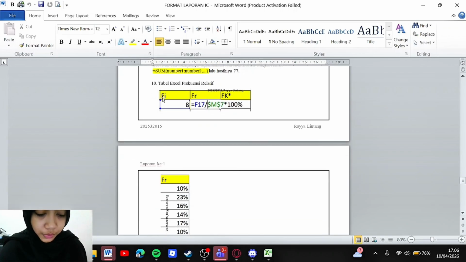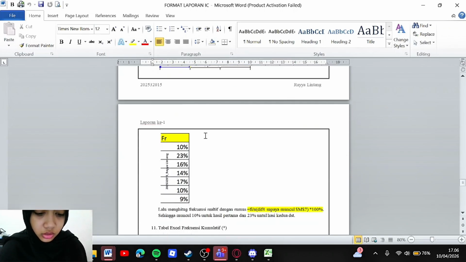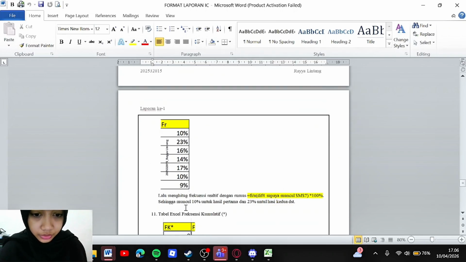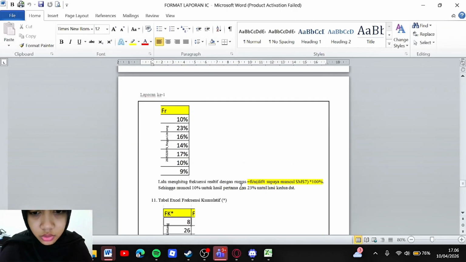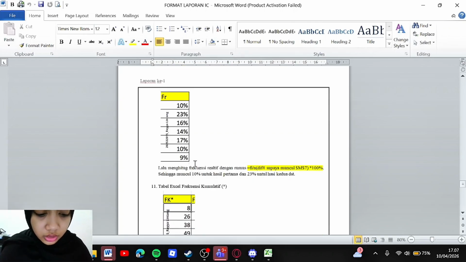We move to the relative frequency. To calculate relative frequency, divide the frequency by total data, then multiply by 100. The formula is equal frequency divided by n times 100%. And the results of the relative frequency are 10%, 23%, and so on.